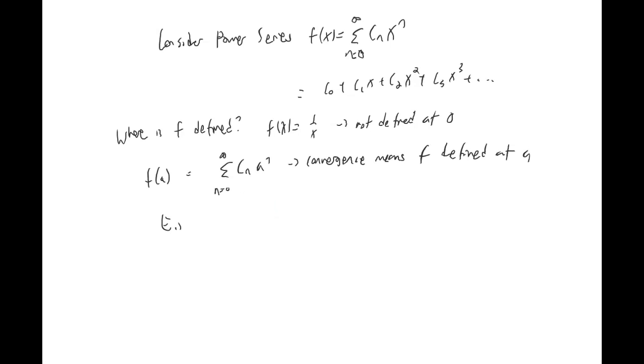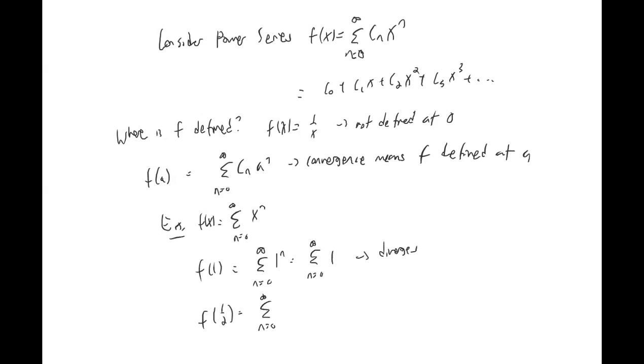So let's do an example. f of x is the sum from n equals 0 to infinity of x to the n. So f of 1 is the sum from n equals 0 to infinity of 1 to the n, which is an infinite sum of ones. This diverges, so f is not defined at 1, because you're not equal to some number at 1. So f of a half, you can check it is. At this point, this is a geometric series. I'll let you figure out what the number is. But the point is this converges because r is 1/2, which is less than 1.